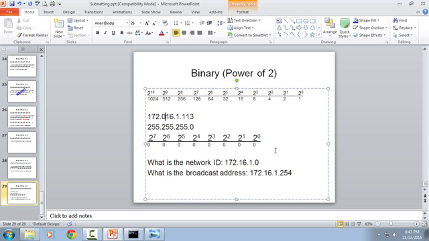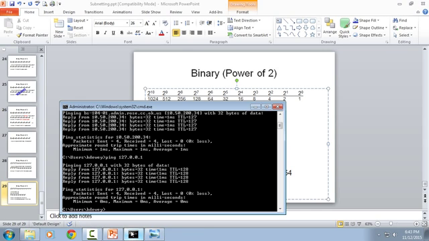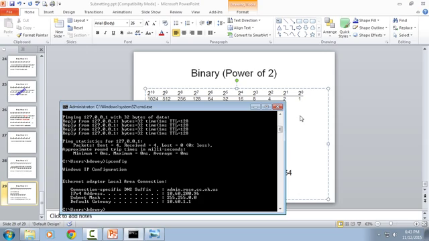It is ipconfig, 10.60.200.96. Okay, so what's my network ID? What is it? 10.60.0.0. Did y'all see that?